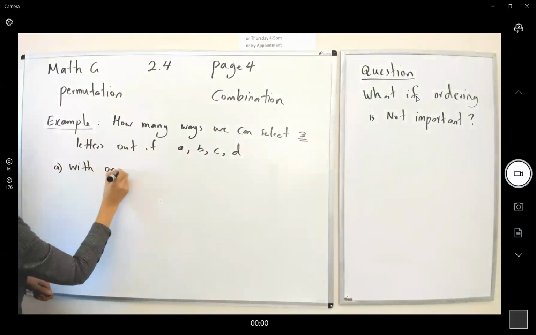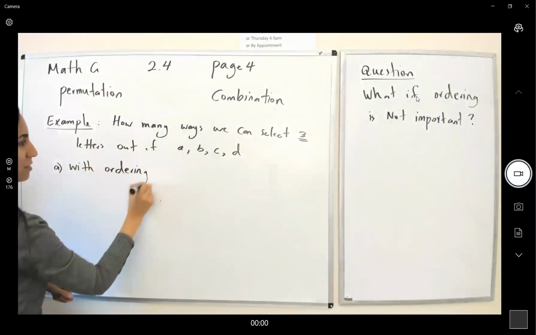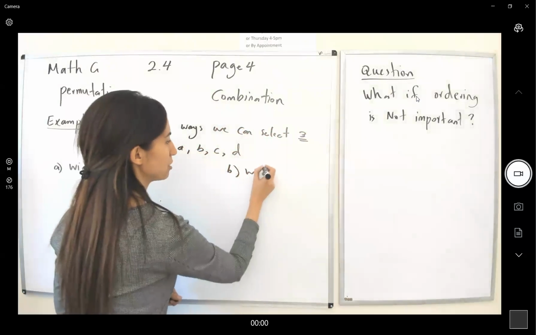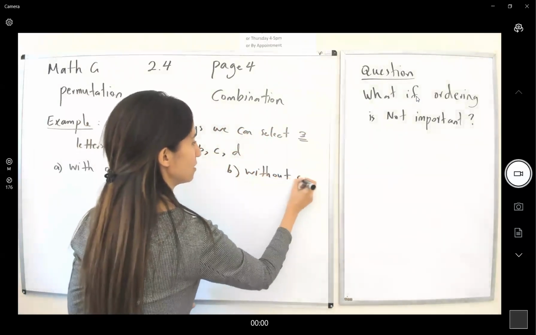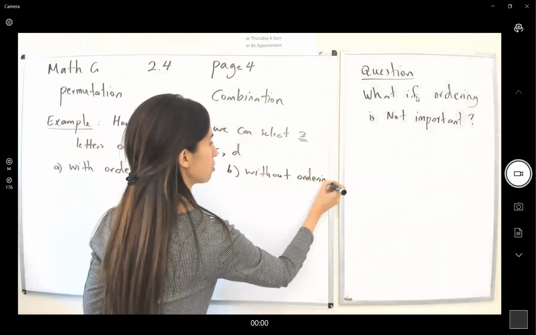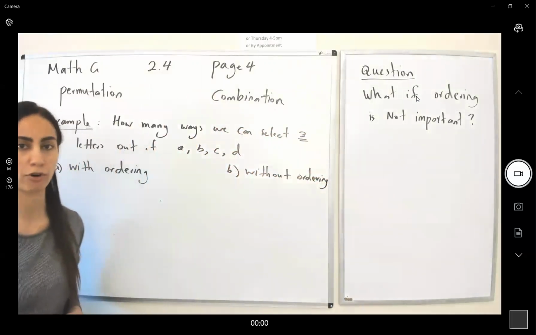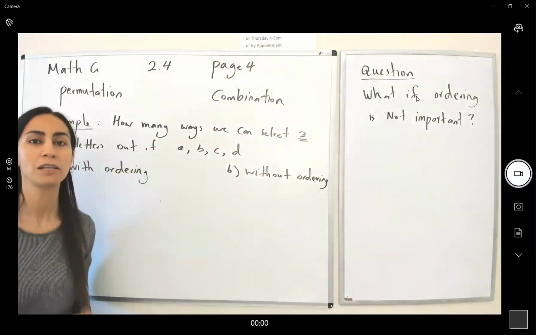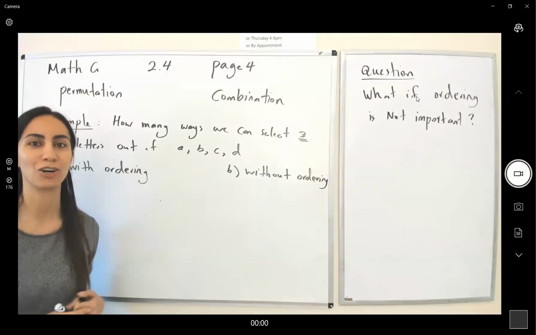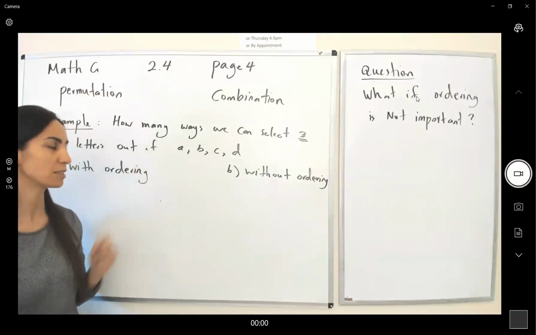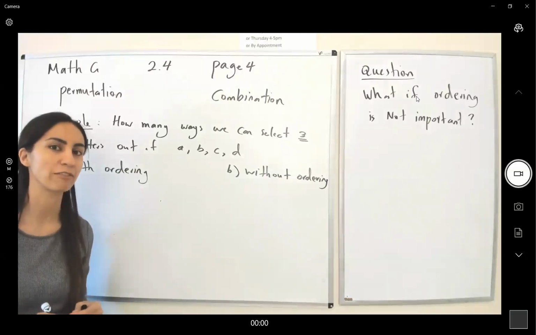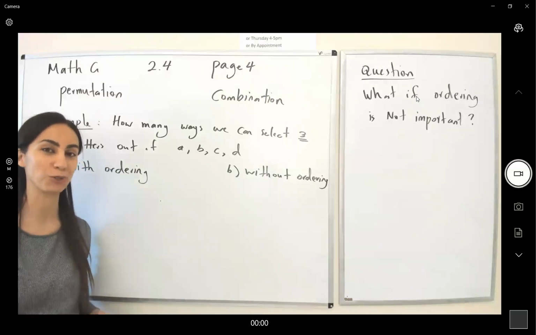with ordering, without ordering. So ordering is not important for us. We're just going to select 3 out of 4. But in this case, we care about the arrangement in a row or order.